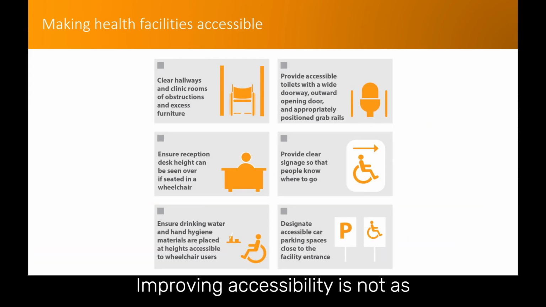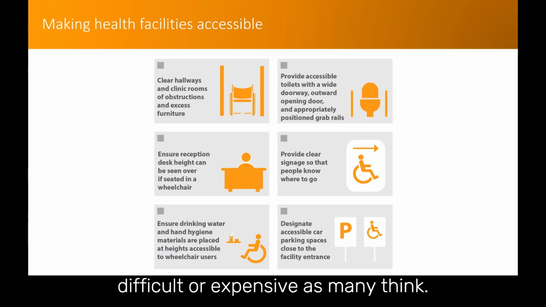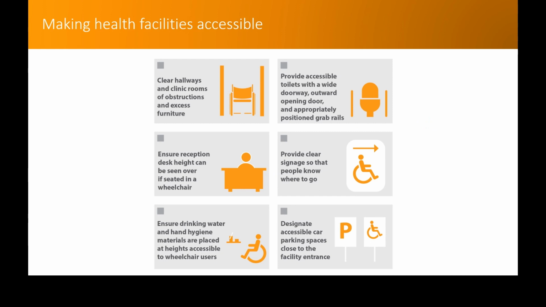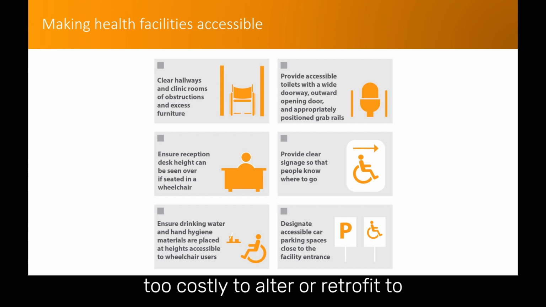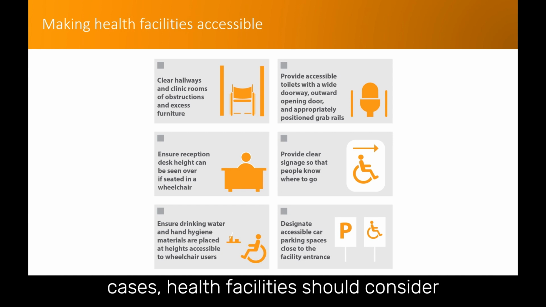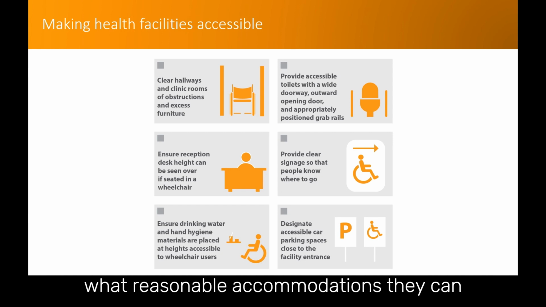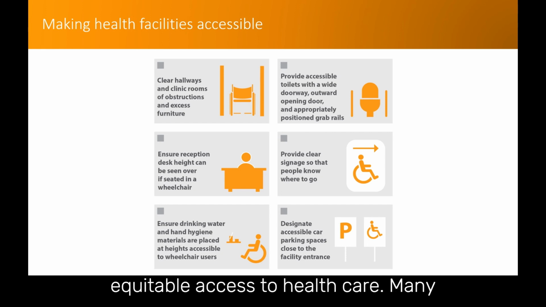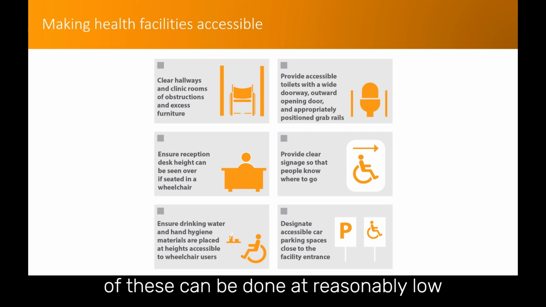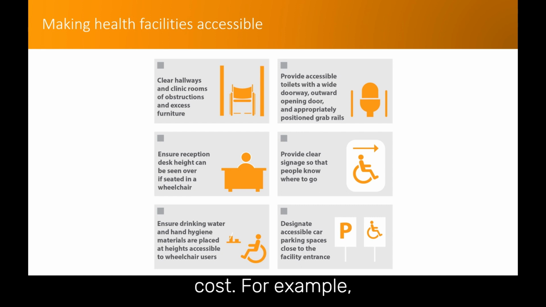Improving accessibility is not as difficult or expensive as many think. Many existing health facilities may be too costly to alter or retrofit to provide universal access. In these cases, health facilities should consider what reasonable accommodations they can make to improve accessibility and equitable access to healthcare. Many of these can be done at reasonably low cost.